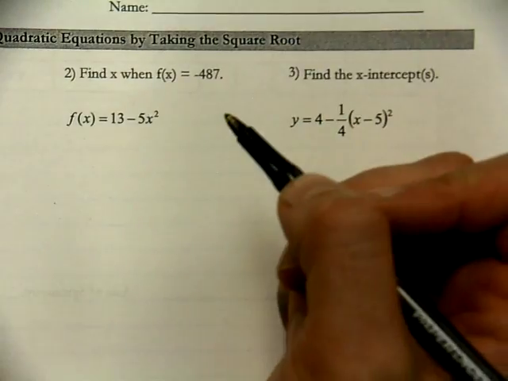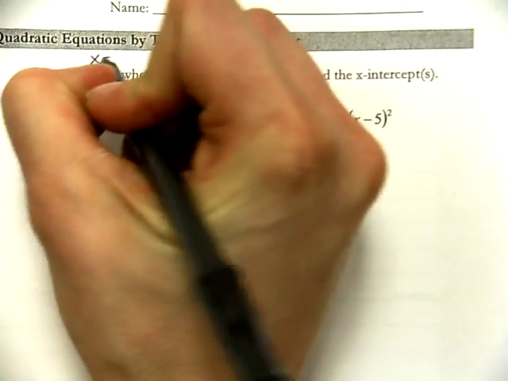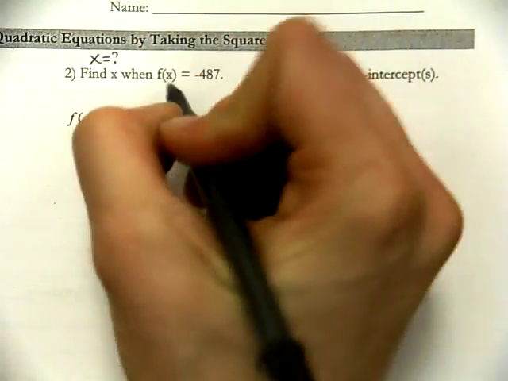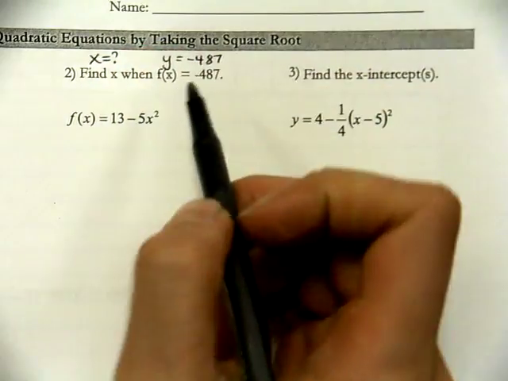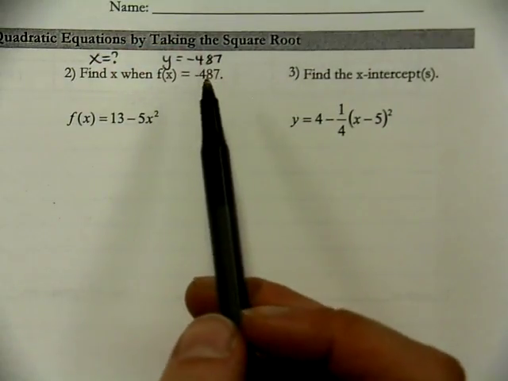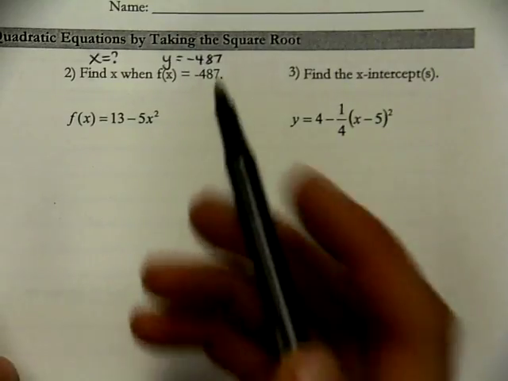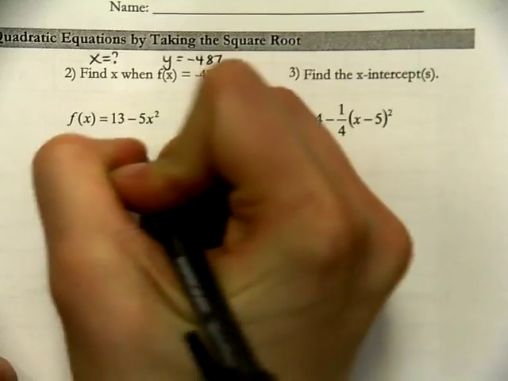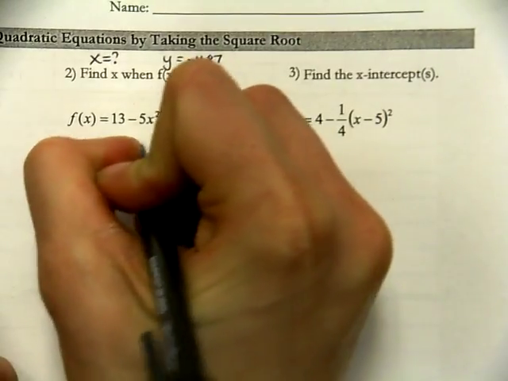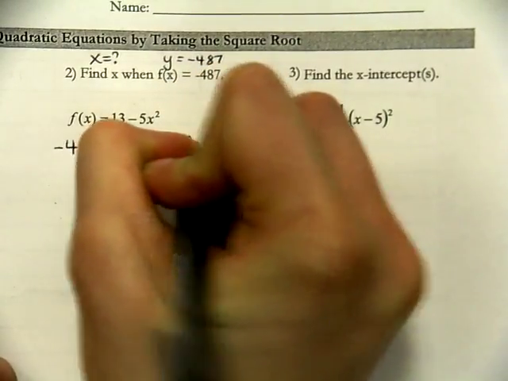Scooching up here to number 2. Number 2 says, find x when f of x equals negative 487. Well, I'm finding x, which means I'm going to try to figure out what x is equal to when f of x, in other words, when y equals negative 487, or when the output is negative 487. So I go to my equation. This is f of x. I'm going to replace f of x, or the output, with negative 487, and then solve for x from here.